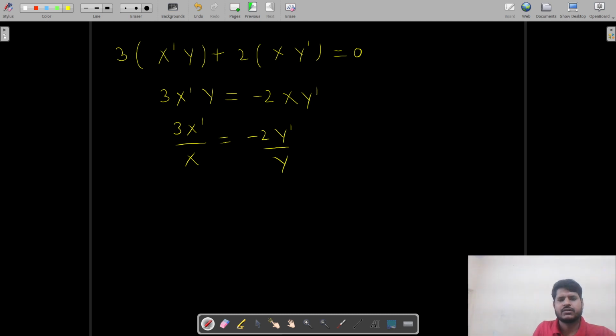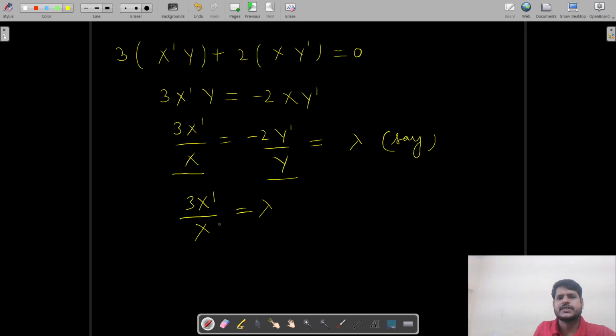Now here I am telling you, we have two quantities, one this, second one this. They are equal, so both will be equal to some constant, that is I can say lambda. So we can write the first fraction, 3 X dash upon X equal to lambda.